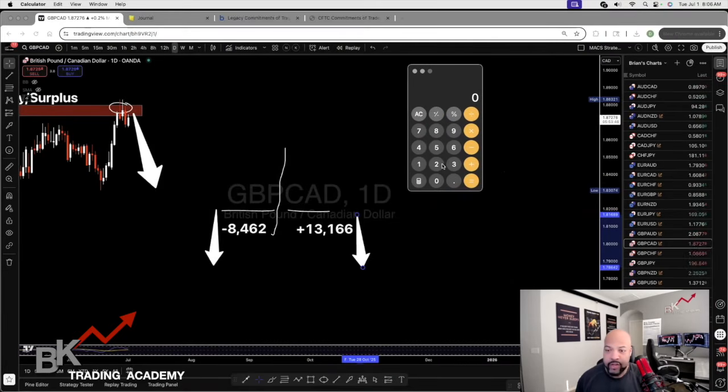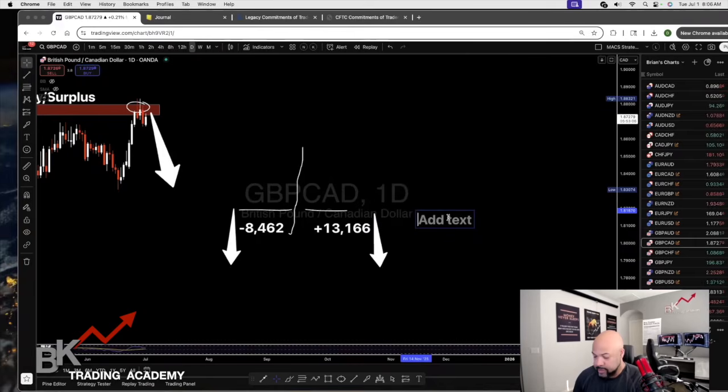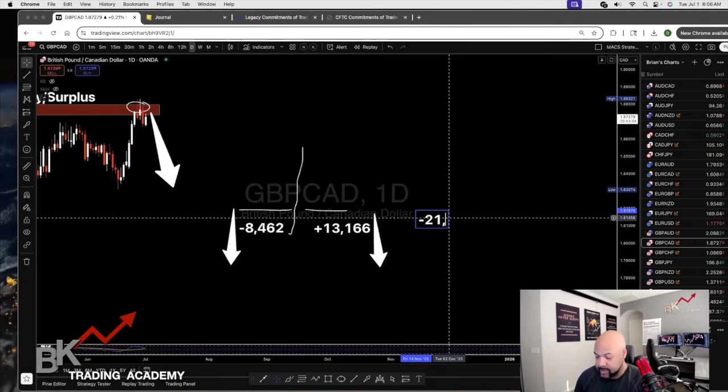So what I'm going to go ahead and do, I'm going to add this 13,166, and I'm going to also add this at the negative 8462. So math is slightly different when it comes to this Commitment to Traders report, because we know that these are both pointing down. So if I add these, you'll get a 21,628, negative 21,628, because ultimately we're going to the downside. So I'm going to just put this here for reference, and we're going to put a negative 21,628.